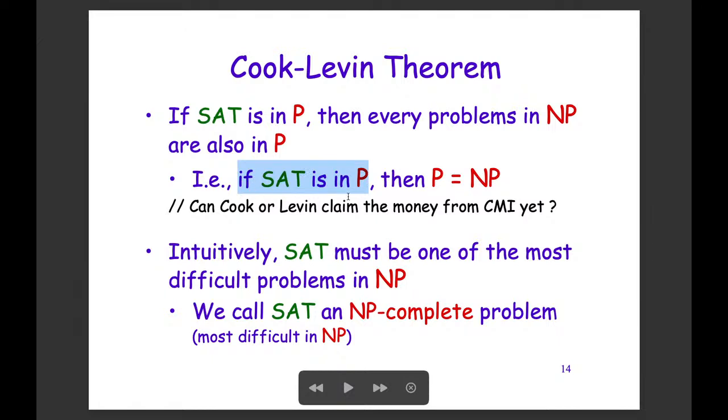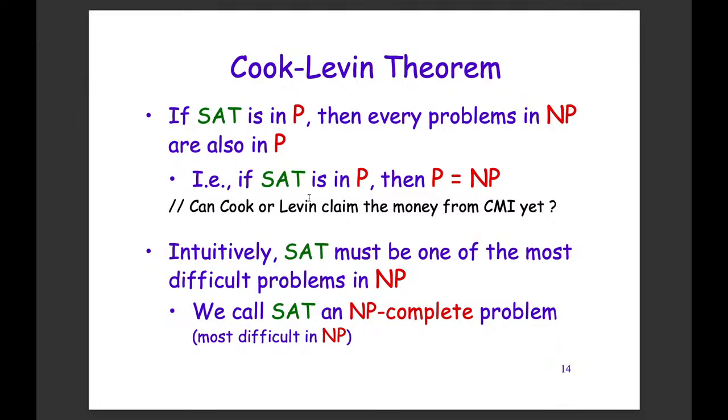But if this is not true, of course, they also show that P is not equal to NP, because if SAT is not in P, then since SAT is in NP, there is a problem that is only in NP but not in P. But the question here is whether the condition, SAT is in P or not, we do not know. Okay, so Cook and Levin cannot get this 1 million US dollars because their argument here is conditional.